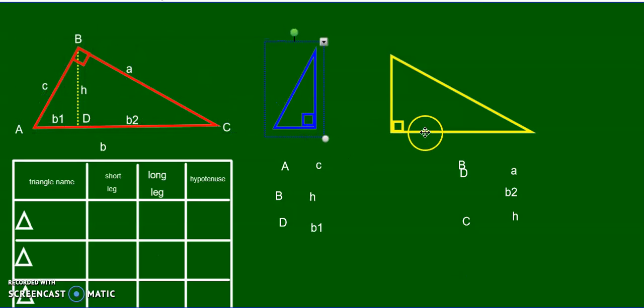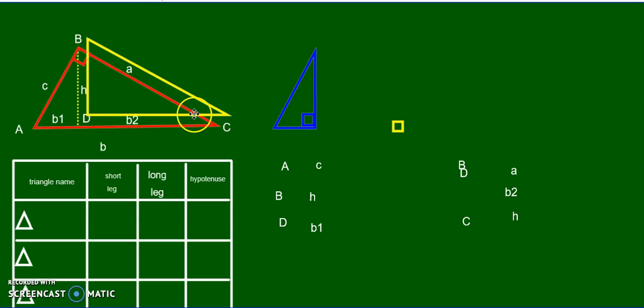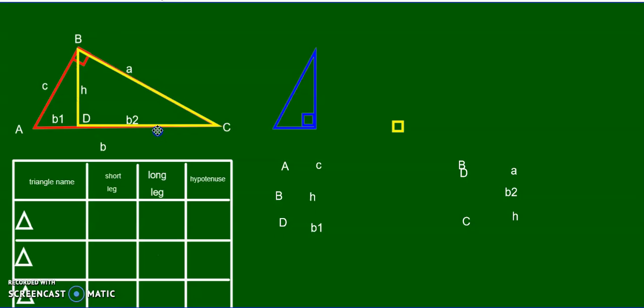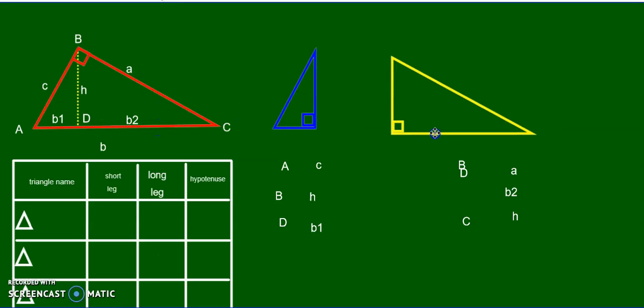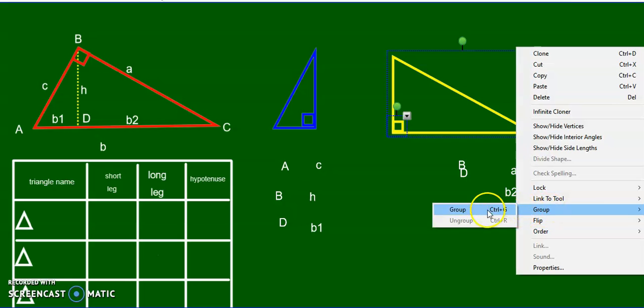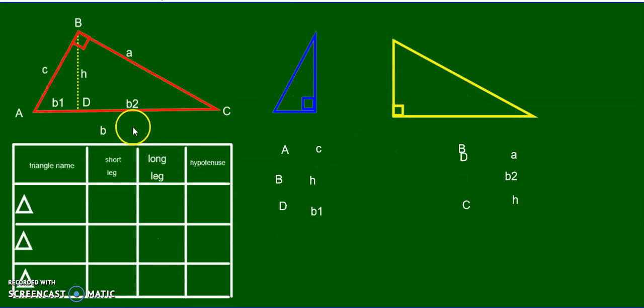Now, if I take the yellow one, they both have this angle, angle C, the same, and they both have a right angle. So the red one and the yellow one are similar. So basically, you have three similar triangles. These triangles are all similar to each other. So if they're similar to each other, I can have proportions. I can have relationships between them.